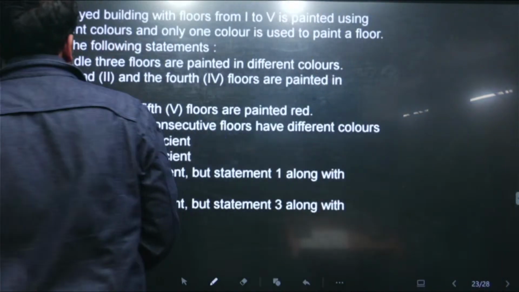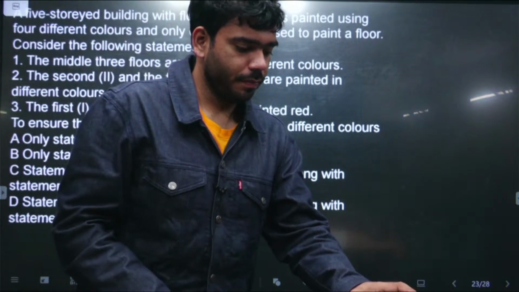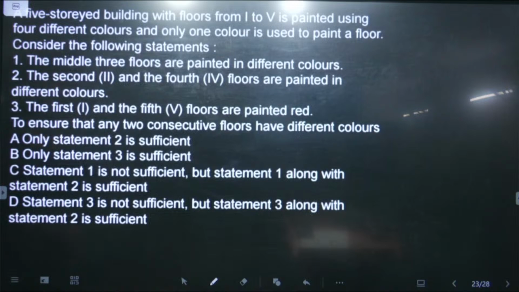So this is the next question. This is an interesting one. A 5-story building with floors from 1 to 5 is painted using 4 different colors and only one color is used to paint a floor. Consider the following statements. The middle 3 floors are painted with different colors, the second and fourth floors are painted with different colors, and first and fifth floors are painted with different colors. So we need to find which of the following statements are correct.